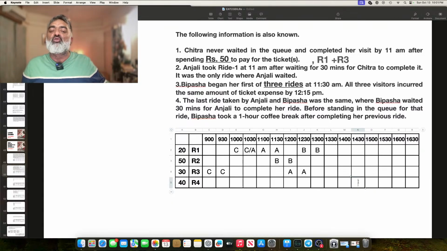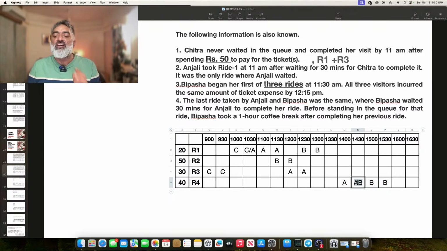Ride 3 is already ruled out. That means she had to go for the rest of the rides. So this is where she went, and this is where A was already on the ride, and A started half an hour earlier, and then B would take the last 2 slots because it is 1 hour of riding, right?